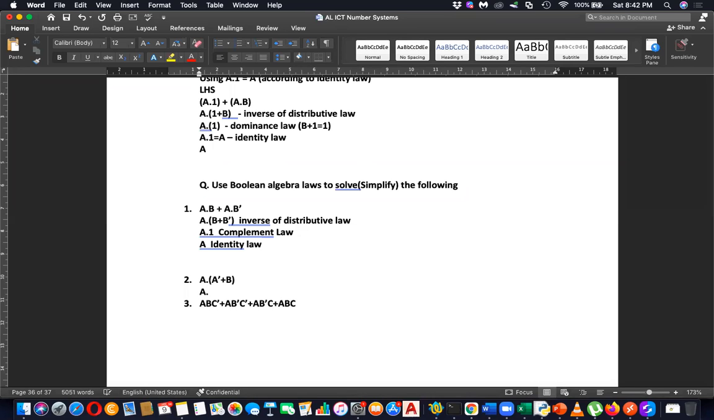Let's say A dot A naught, A dot A naught, and or A and B. Then you know, yeah, you can write like this, and then this A and A naught. This is using distributive law, right?